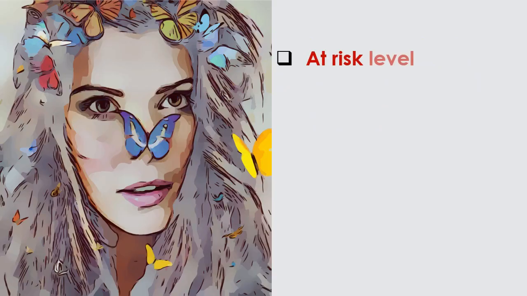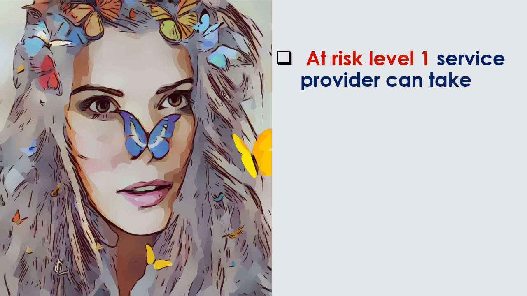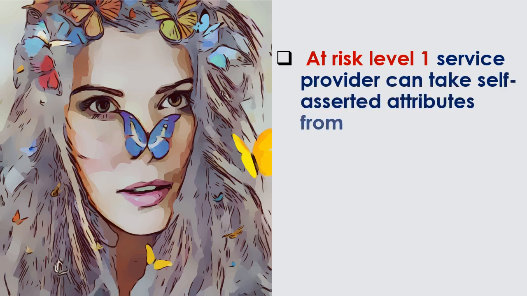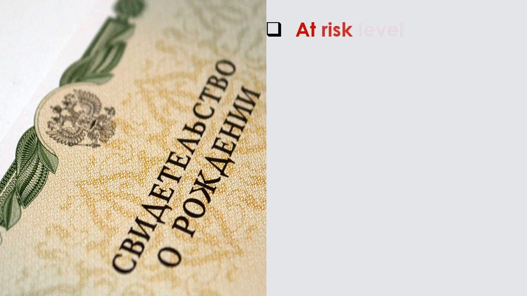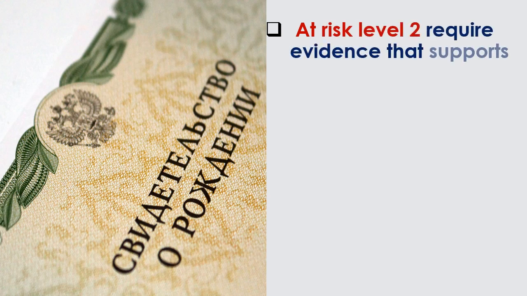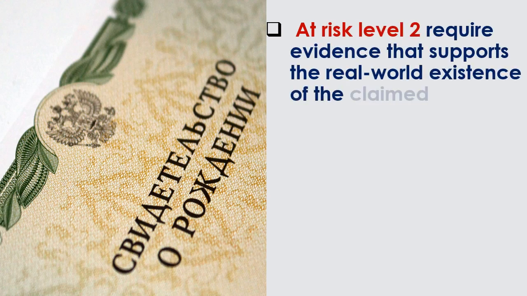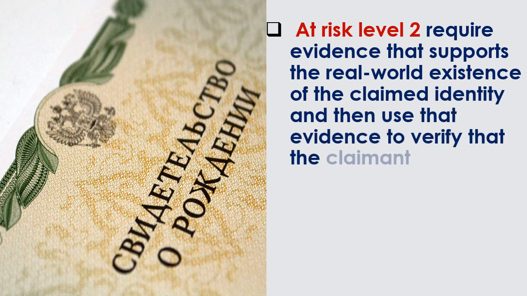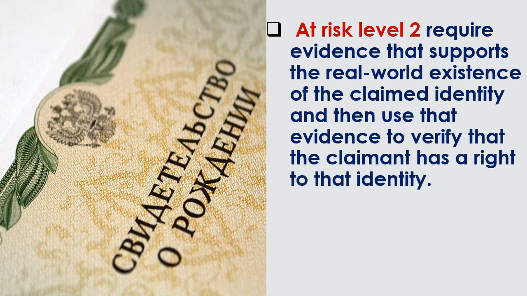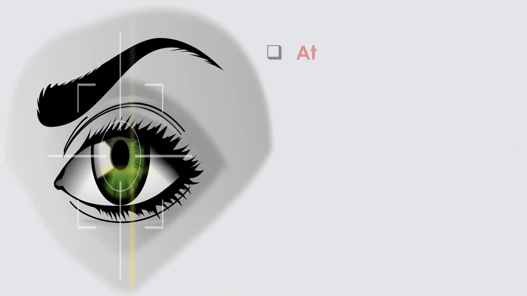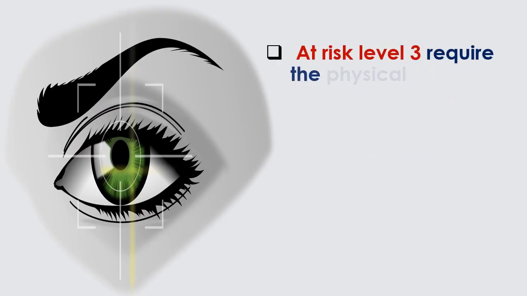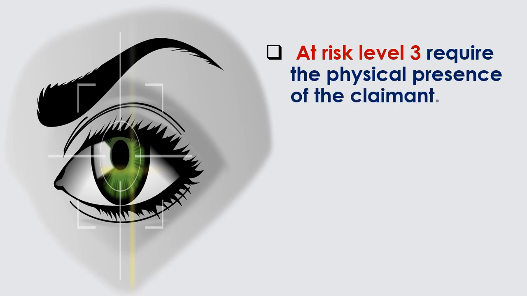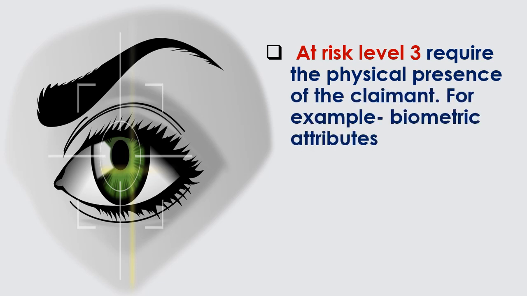At level 1, the service provider can take self-asserted attributes from the claimant. Level 2 requires evidence that supports the real-world existence of the claimed identity and then uses that evidence to verify that the claimant has a right to that identity. The evidence could be a state-supplied driver's license, for instance, or a certified copy of a birth certificate. Level 3 requires the physical presence of the claimant, for example, biometric attributes.